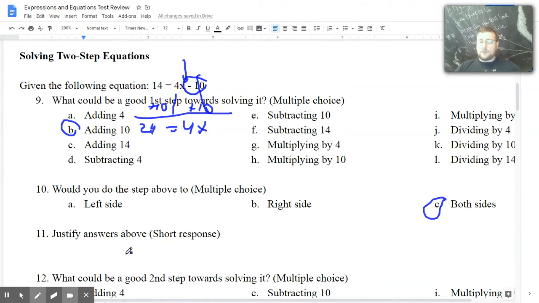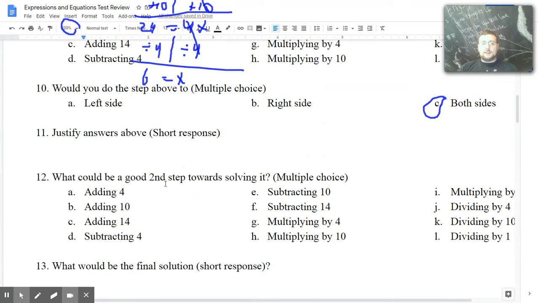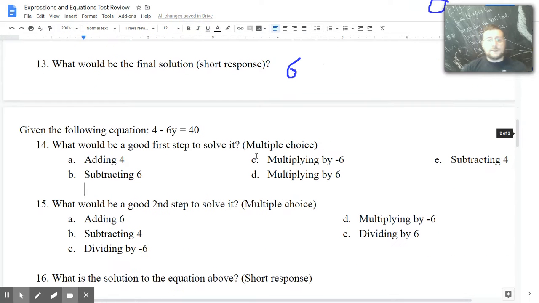I'm not going to write the whole justification I just said out here, but that's kind of what you would do. Well, the next step now: we have 4x equals 24. I've got to get rid of that 4. So the next thing you need to do is divide both sides by 4. If you divide both sides by 4, the 4s will cancel out, and 24 divided by 4 equals 6. So we have our answer, x equals 6. So the good second step was dividing by 4, and our final solution was 6. So that is your first problem on the review and all its subparts.